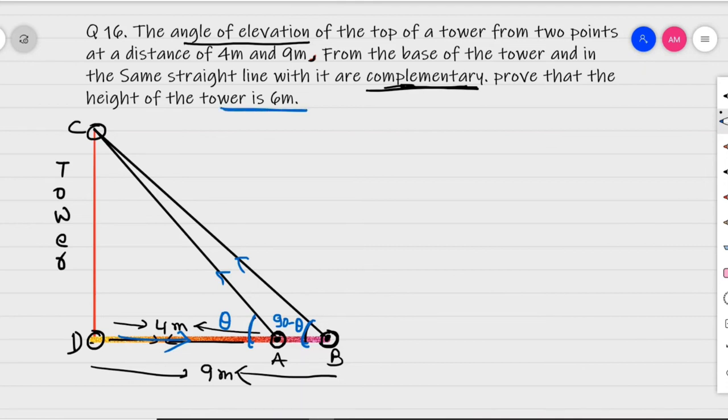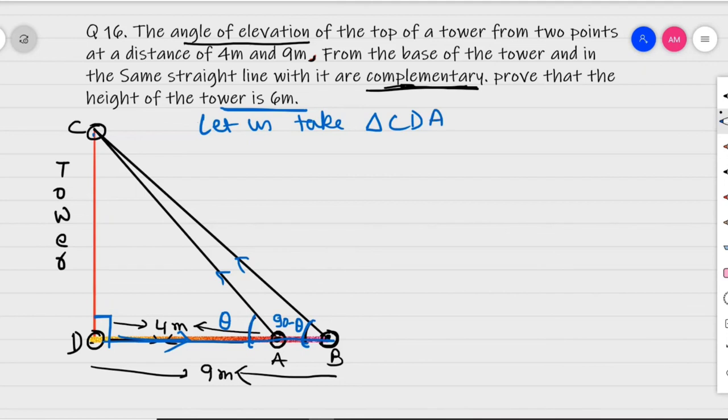This you have to prove. You should get that the tower is 6 meter tall. Okay, now let us see. See, CD is the tower and DB is the horizontal line. So your 90 degree is angle D. Okay, so from here you get CDA as one triangle and CDB as other triangle. Now let us take one triangle, that is CDA.